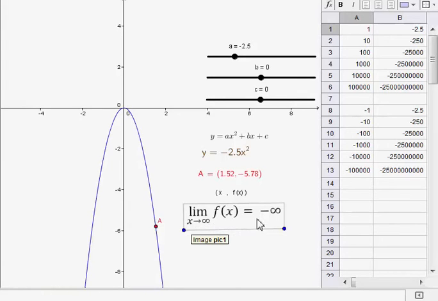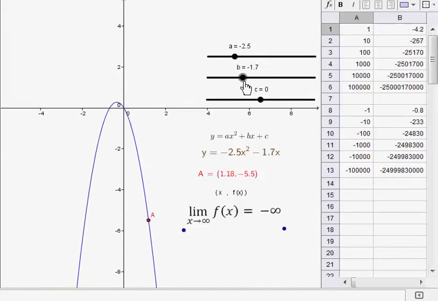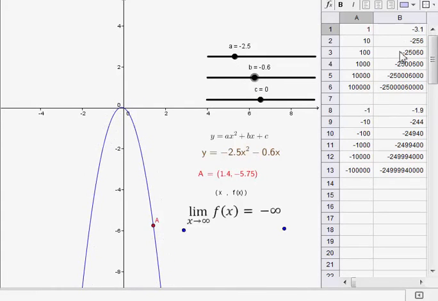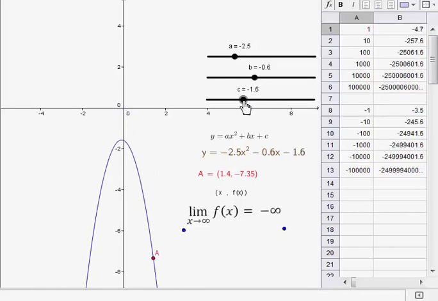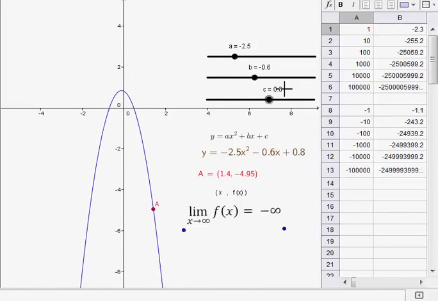And the answer is that the limit is negative infinity, meaning they grew without bound, but they were negative. Negative 2.5, negative 250, and they keep getting larger and larger, but negative. Remember, this would be true for any value of b or c. As I move b and c, you'll see that these numbers change. However, they still remain negative, and they still get larger and larger in the negative direction, provided x gets bigger in the positive direction.